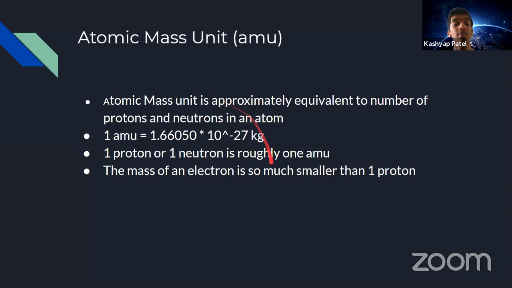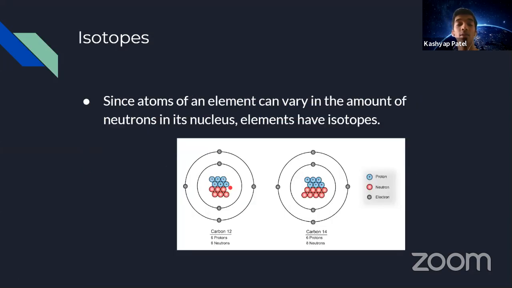The mass of an electron is so much smaller than a proton or a neutron, which is why it is not really taken into the atomic mass when we want to know the mass of an atom. We don't take in the electron. So what does this mean?